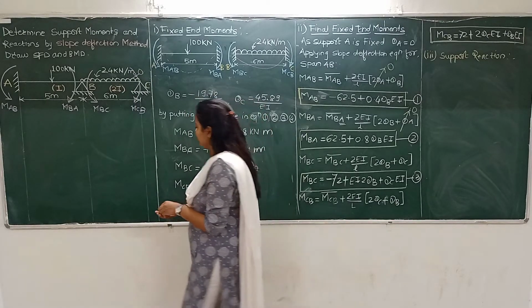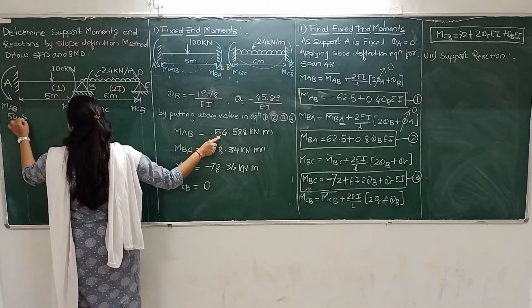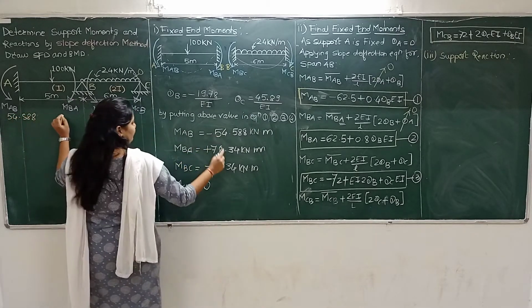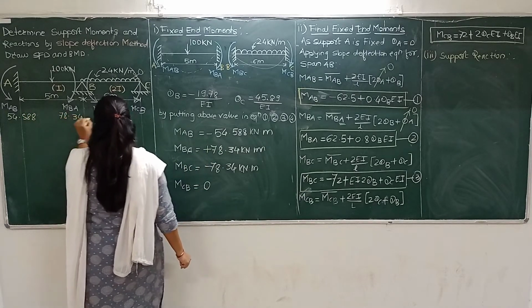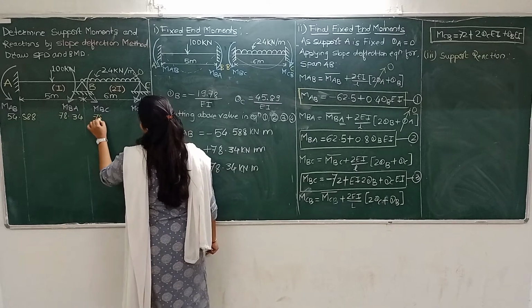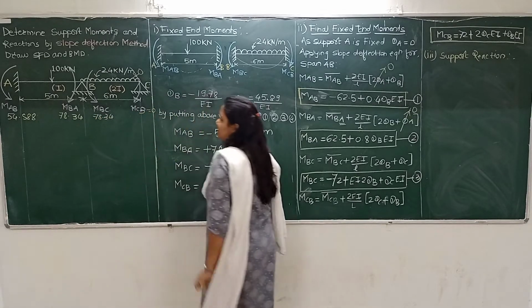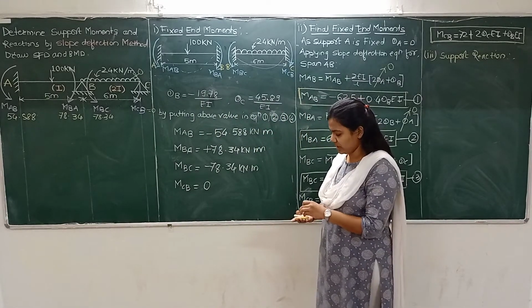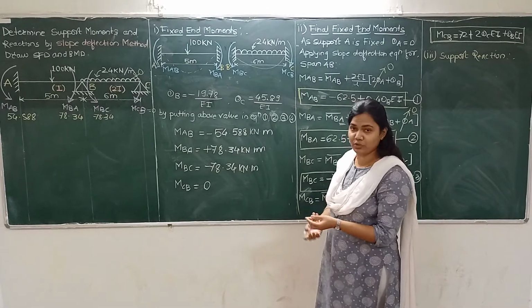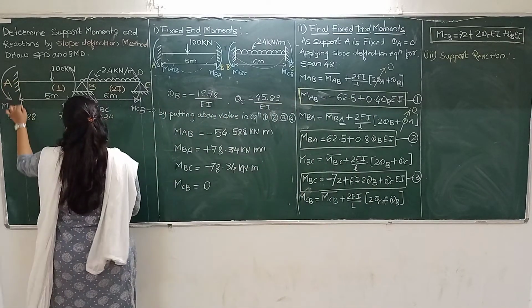So the value of MAB is here 54.588. MBA is 78.34, which is of the same magnitude but opposite in direction, and MCB is 0. So these are the final end moments. Now another unknown in this beam remains to be found out. It is the support reactions, of which the first support reaction is here, RA.